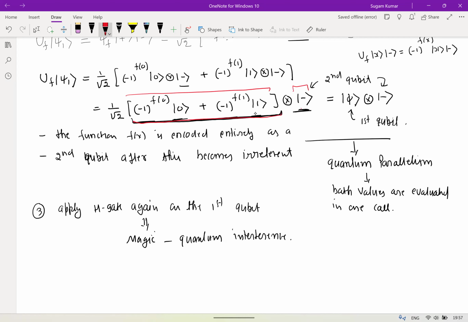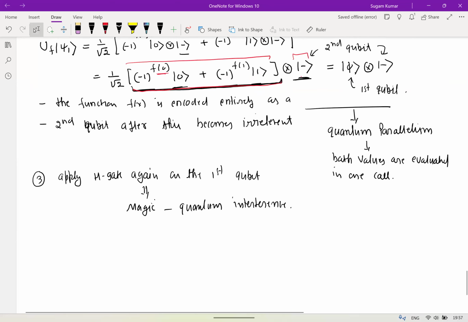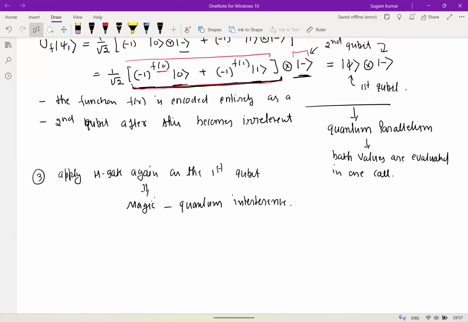After passing these qubits through the oracle, we attach a function f(x) with the first qubit. So the function is now attached with the first qubit. And now we will see this function is going to be part of this two qubit superposition, and both the answers are there with us. And look at now the superposition or parallelism.